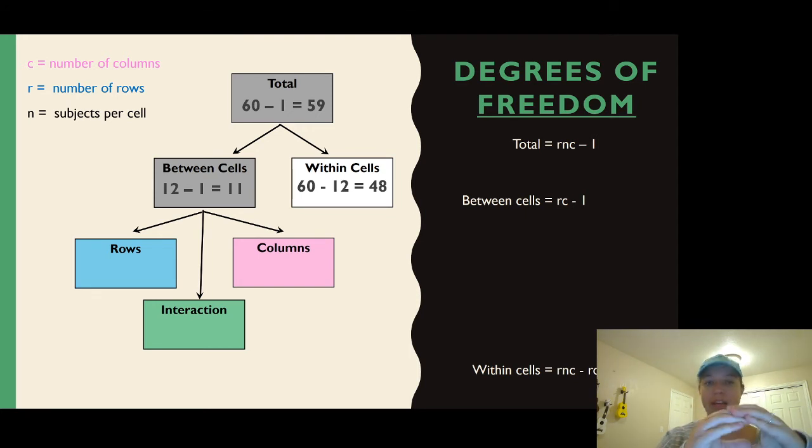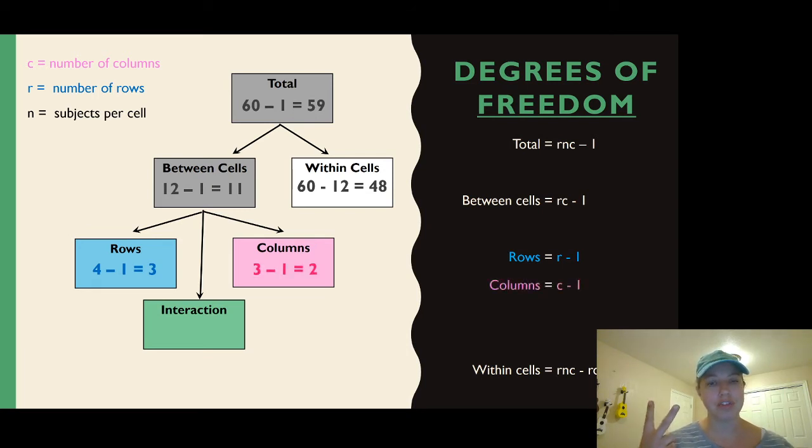So that's the last branching on this degrees of freedom tree. Our gray between cells degrees of freedom of 11, we've got to break it up into 3 piles. And we do the same thing with the sum of squares. We're going to take our between cells sum of squares and break it into variation due to row variable, variation due to column variable, and variation due to the interaction. So on the blue box, the rows. How many rows did we have? That was our sleep conditions, 4. The degrees of freedom for rows is 1 less, so the degrees of freedom for the row variable is 3. Now in pink, columns. We had 3 columns, 3 different stimulants. So the degrees of freedom is 1 less, 2 degrees of freedom.